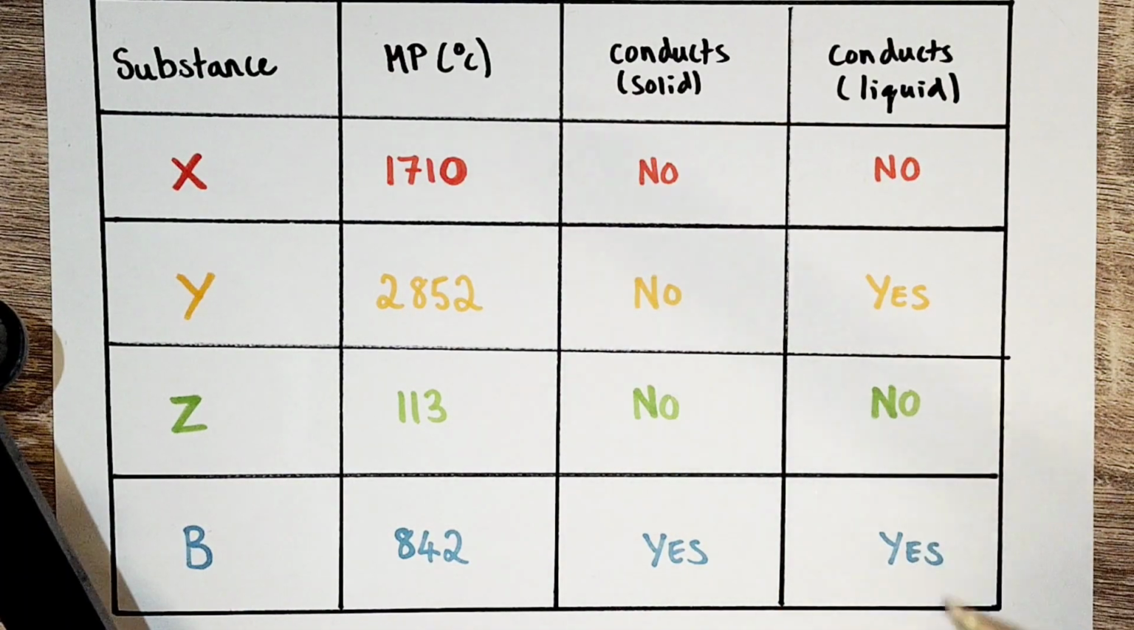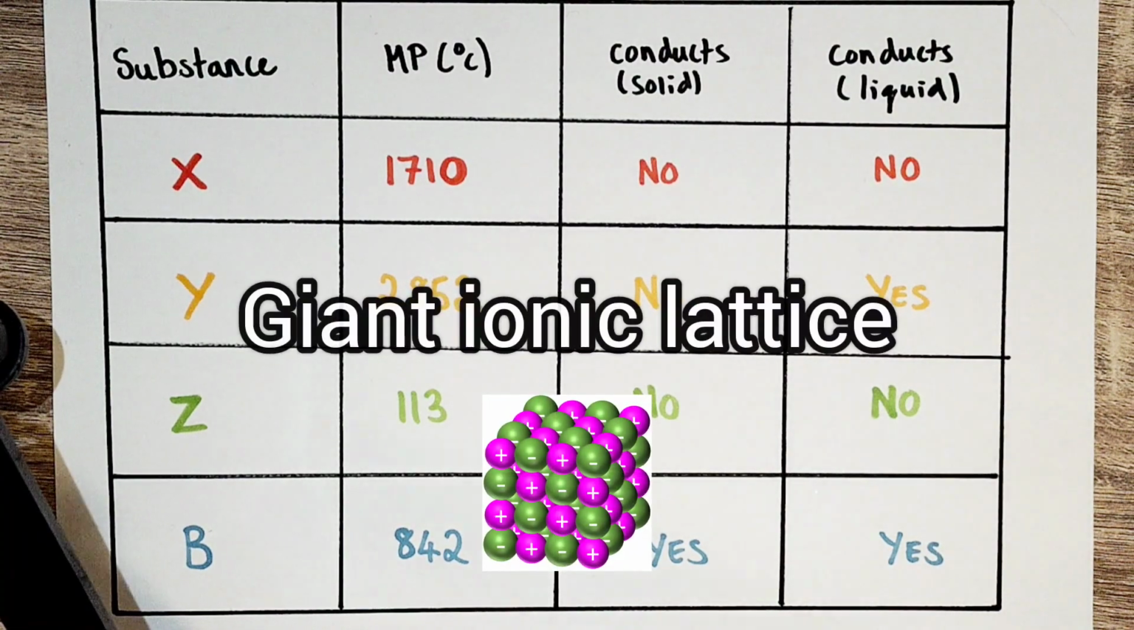Okay, now let's look at substance Y. Substance Y also has a really high melting point. Actually, it's even higher than substance X. It doesn't conduct electricity when it's a solid, but it does when it's a liquid. So what could it be? This time, it's a giant ionic lattice structure.